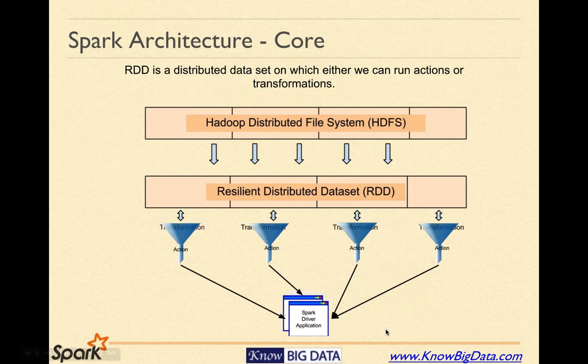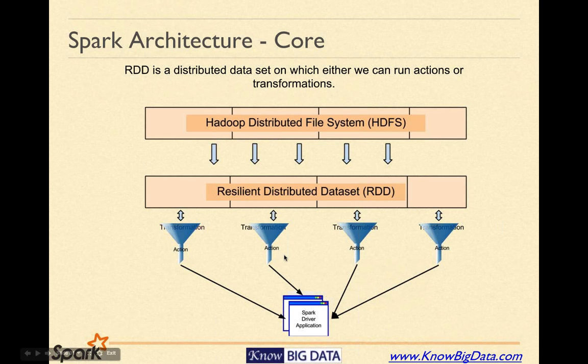So RDD is that representation of data around which everything inside Spark revolves. RDD is a distributed data set on which we can run either actions or transformations. So what exactly is RDD? RDD is either actual data or a kind of lazy representation of data, saying this is something which refers to some data lying somewhere else.